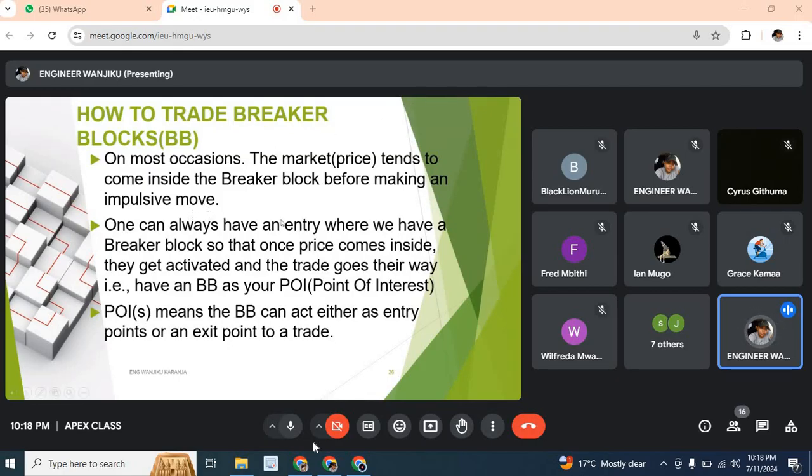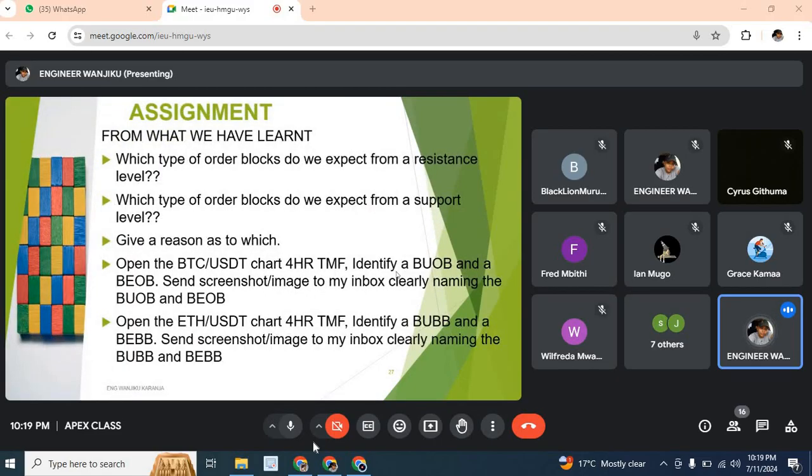So one can always have an entry where you have a breaker block, so that once price comes inside, you can be activated and the trade goes your way. So in short, a BB or a breaker block can be used as a point of interest. And we say that point of interest means that it can be used as an entry point or an exit point. And that marks the end of this class.